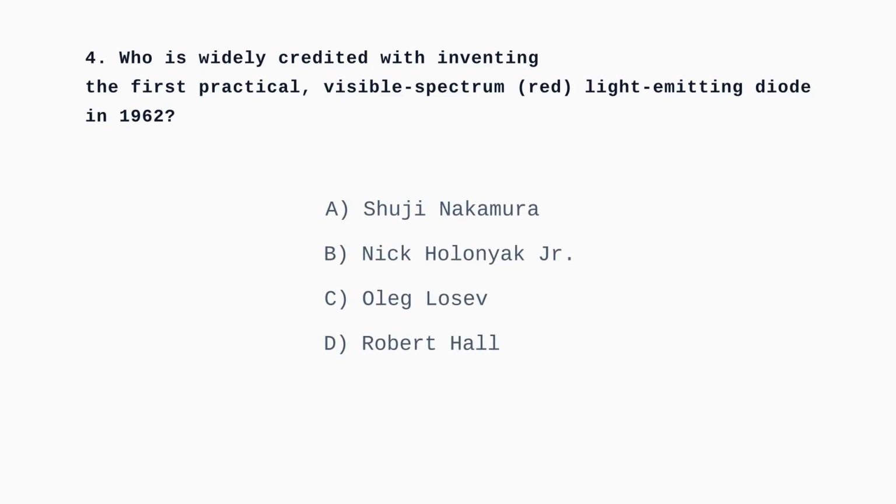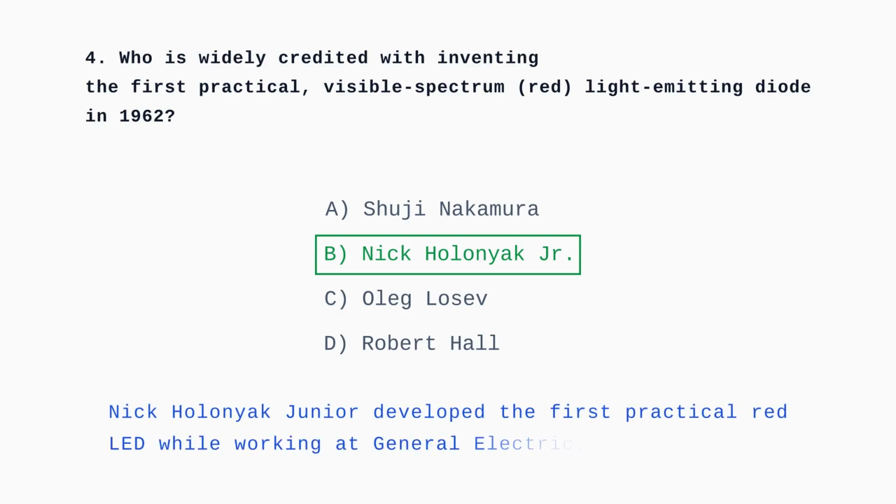Question 4. Who is widely credited with inventing the first practical, visible spectrum red light-emitting diode in 1962? Nick Holonyak Jr. invented the first visible spectrum semiconductor light-emitting diode in 1962 while working as a researcher for the General Electric Company.